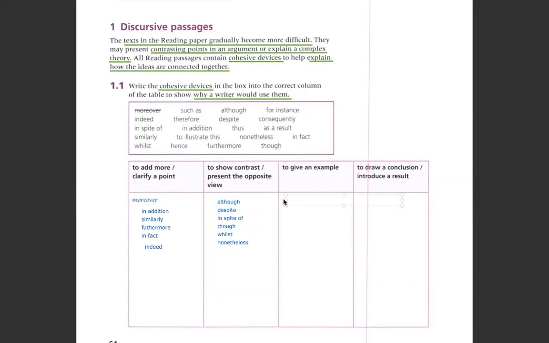All right, the next one is to give examples. So this is really important, especially for writing. We always want to give examples after we've given reasons, examples for our answer. So for instance, is a great one to illustrate this. Illustrate is like a drawing. So imagine you're drawing a picture of something to explain it, such as, okay, that's it. And the last one, to draw conclusions.